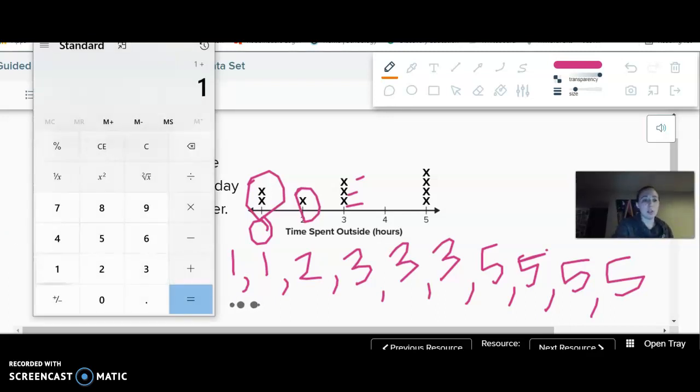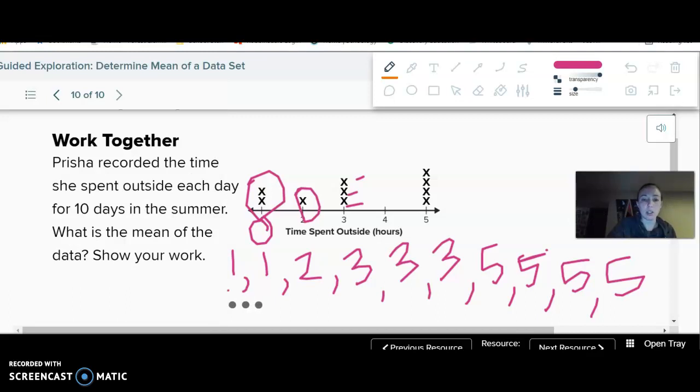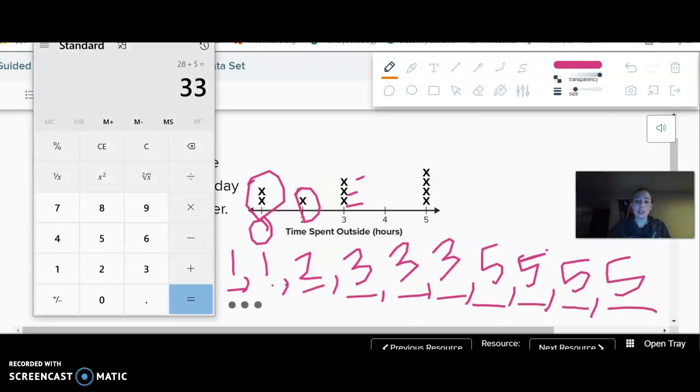long way is 1 plus 1 plus 2 plus 3 plus 3 plus 5 plus 5 plus 5 plus 5 equals 33. So again, helpful to try that multiple times, because what if I accidentally hit 3 5s instead of 4? Then my answer would be wrong. So good to double check. 33. Yeah. And then I have 1, 2, 3, 4, 5, 6, 7, 8, 9, 10 numbers. So then I can take that, divide by 10, and my mean is 3.3.